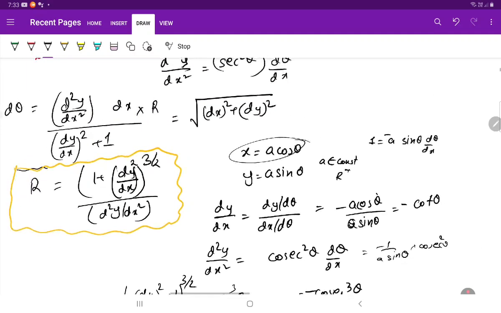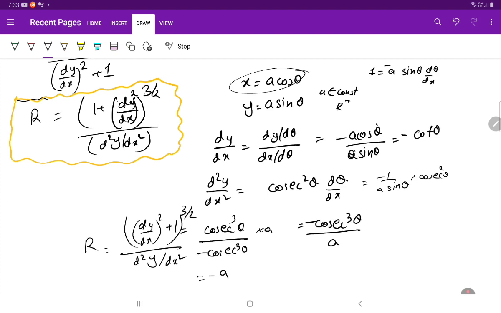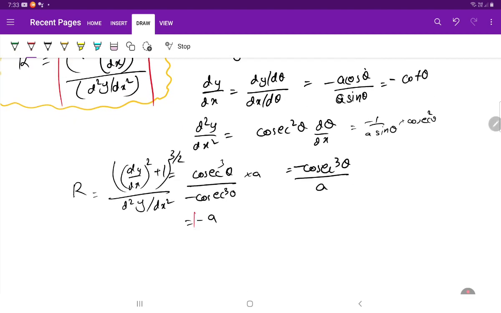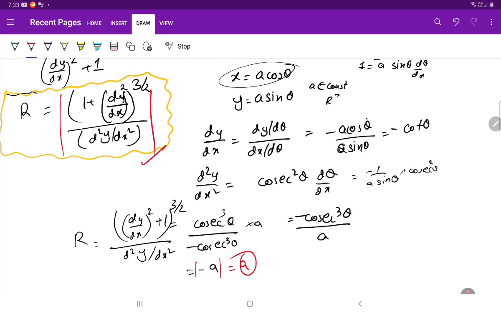Now we are generally interested in the magnitude rather than the sign. So we keep a mod on the outer portion, and the whole expression is taken inside the mod. We'll get the radius to be a. This is the general formula for radius, and I hope you enjoyed this video.